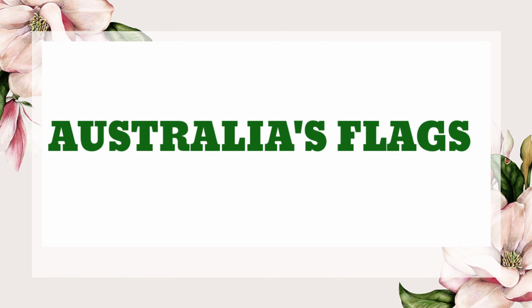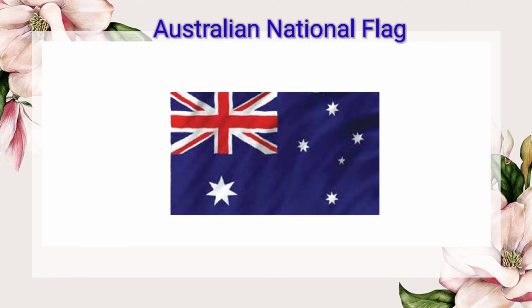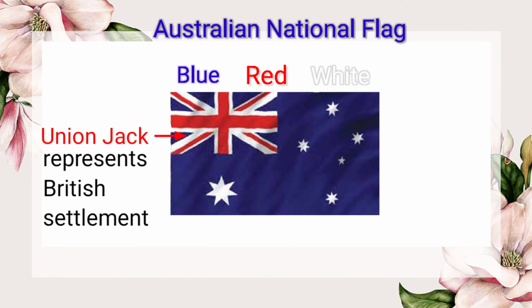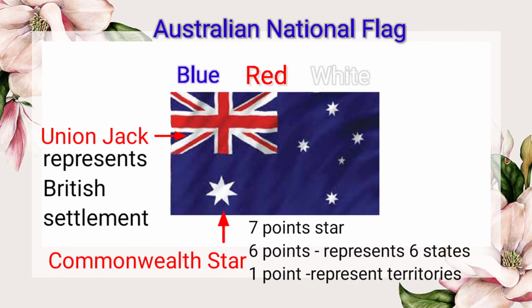Now let's discuss Australia's flags. This is Australia's national flag. Its colors are blue, red, and white. At the top left corner is the Union Jack. It represents our history of British settlement. Under the Union Jack is the Commonwealth Star. This star has 7 points, and each point represents one of the 6 states and 1 point for the territories.